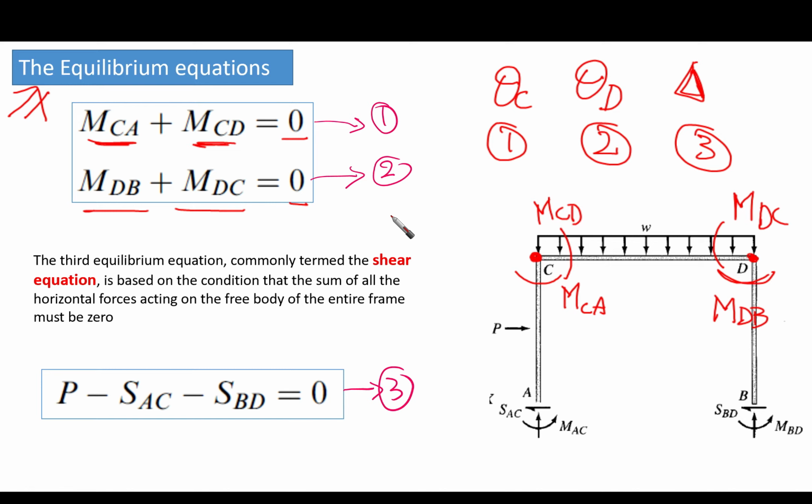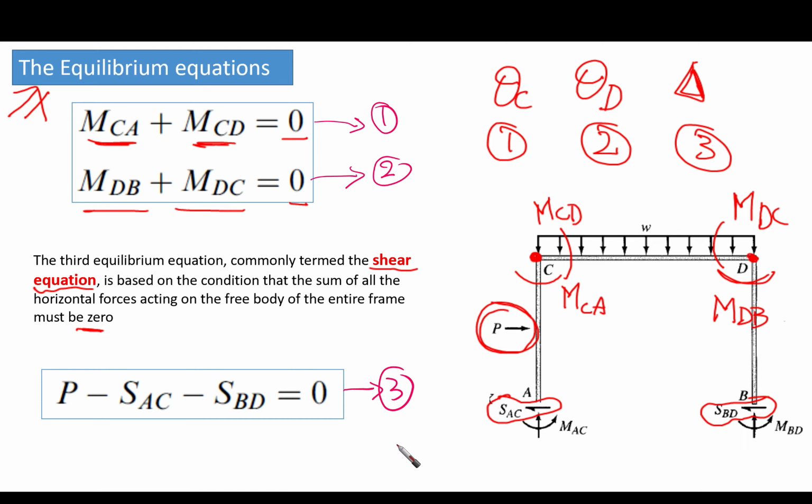Well, this is very nice. Now we want the third equation. We call it the third equilibrium equation, commonly termed the shear equation. The shear equation is based on the condition that the sum of all the horizontal forces acting on the free body of the entire frame must be 0. This means that all the forces applied on this system should equal 0. We are talking about horizontal forces. We have the shear at the bottom of this column, and we have the shear at the bottom of this column.